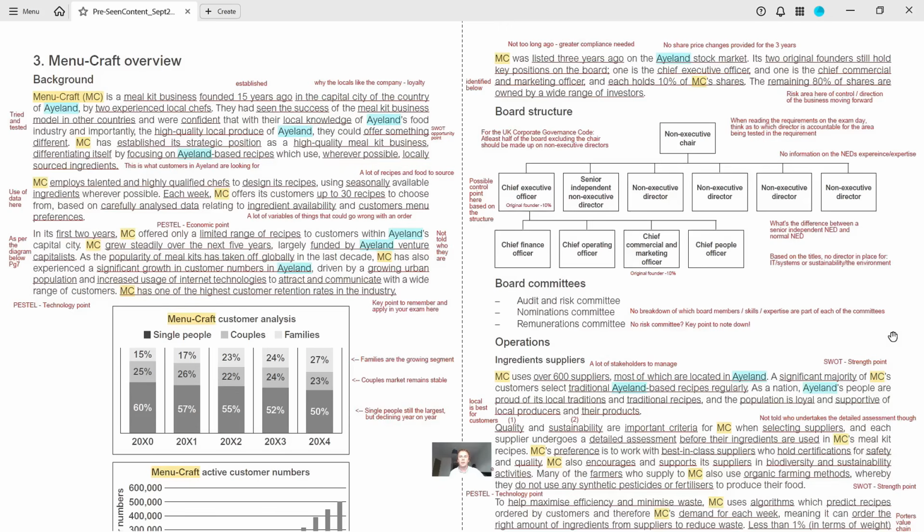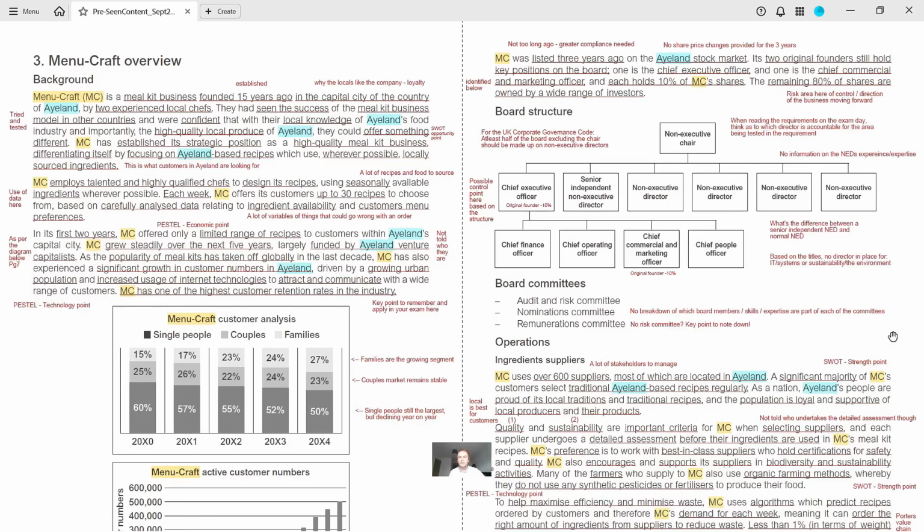They both hold 10% of the shares each, with the remaining 80% of shares owned by a range of investors. So again, you've got different stakeholder groups that were provided on this page. It is a risk area though in terms of the control and direction of the business moving forward, and on the exam day we may get more information as to who are the 80% and how is it broken down.